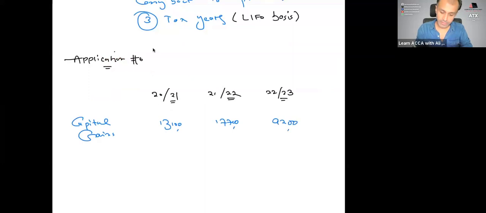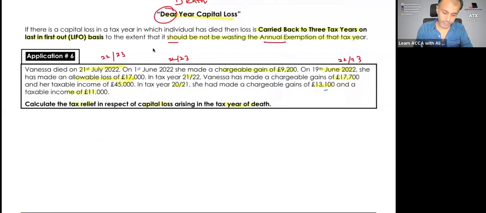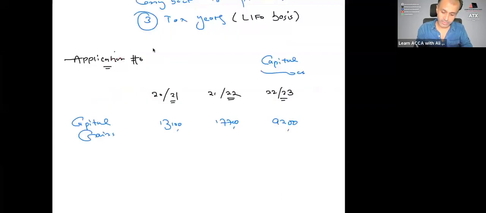And then we have a loss. So I can write the loss amount up there. Capital loss we have also. In the same tax year, we have a capital loss of 17,000.